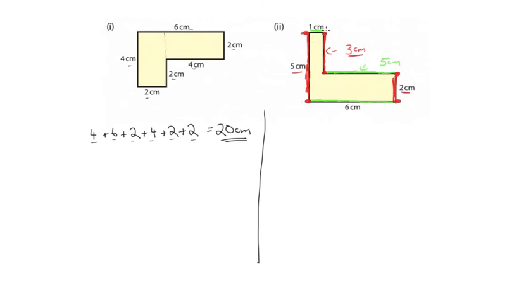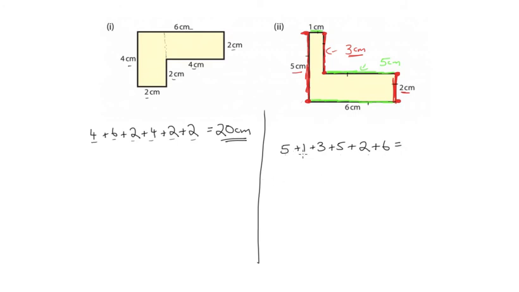So let's add them all together to get the perimeter. So 5 centimeters plus 1, plus 3, plus another 5, plus another 2, plus 6. Now let's check how many sides we have. 1, 2, 3, 4, 5, 6. 6 sides. Do we have 6 numbers? 1, 2, 3, 4, 5, 6. We do. Okay, we've counted them all. So now we just need to add them up.